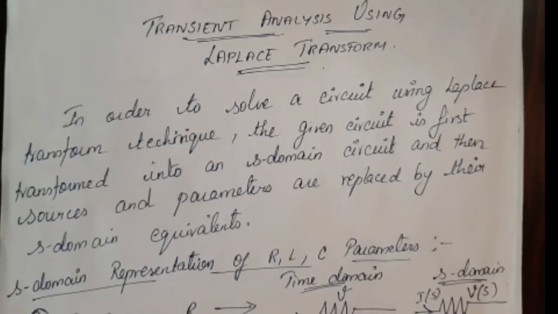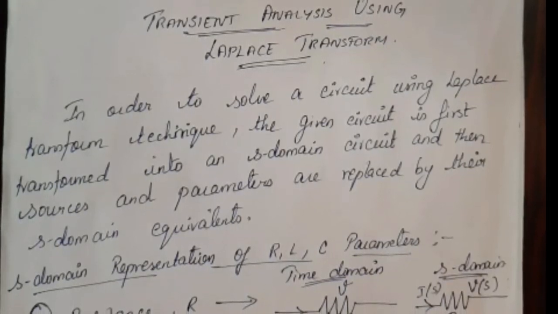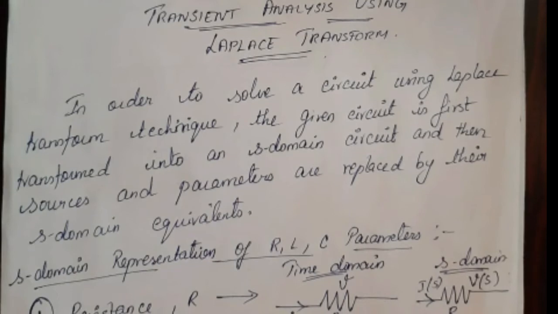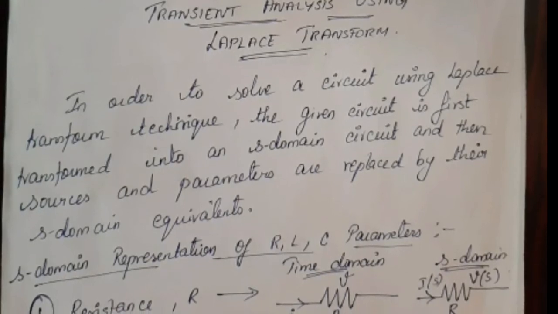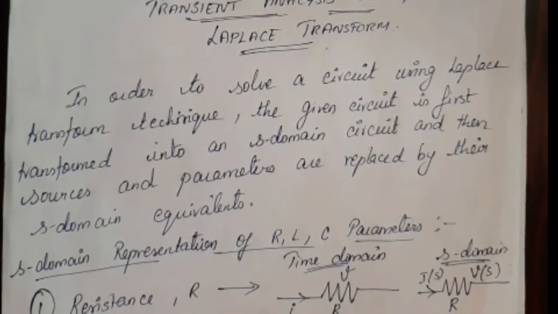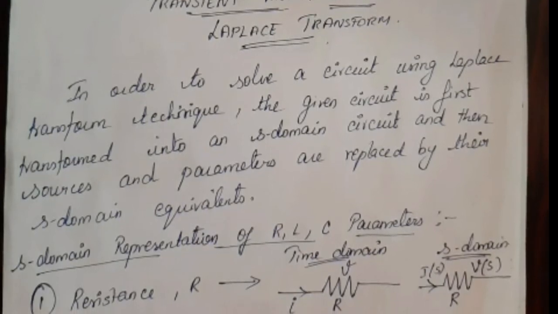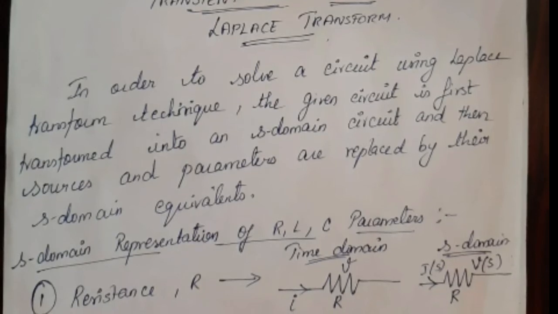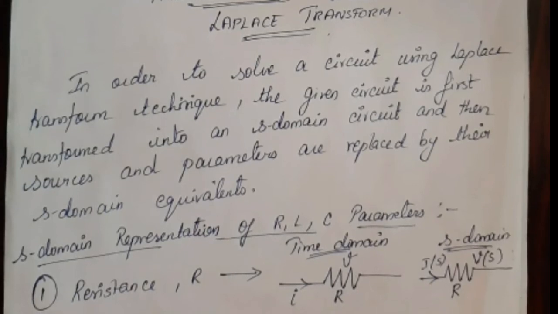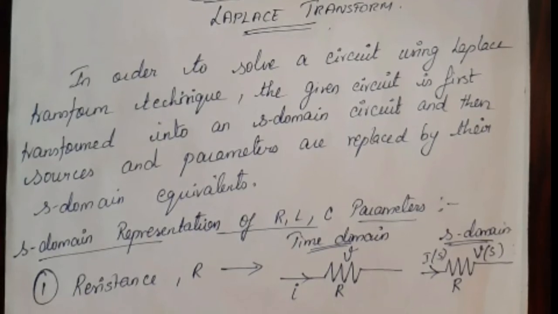Till now we have seen how to get the transient response of a circuit. Now let us see how to analyze a circuit and how to get the calculations so that it is easier for us to calculate the responses of the circuit. Let us see about transient analysis by using Laplace transform. In order to solve a circuit using the Laplace transform technique, the given circuit is first transformed into an S-domain circuit and then source and parameters are replaced by their S-domain equivalents. So now let us see the S-domain representation of RLC parameters.